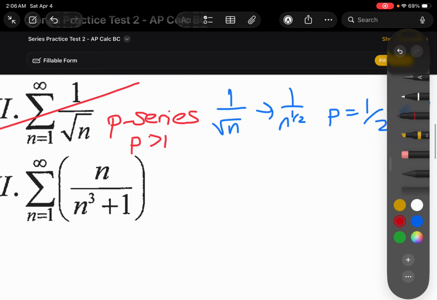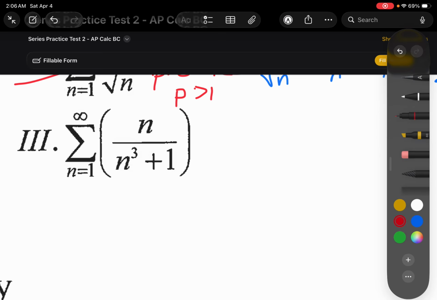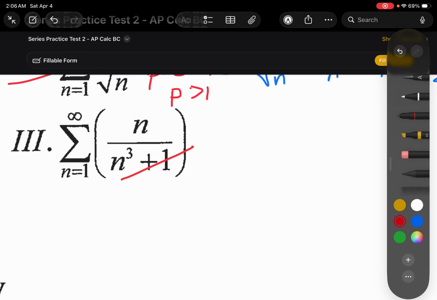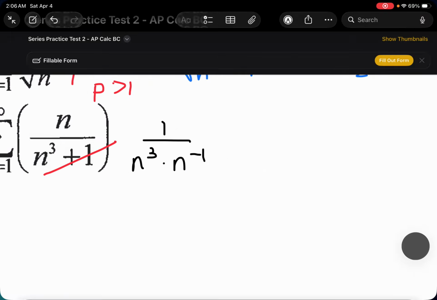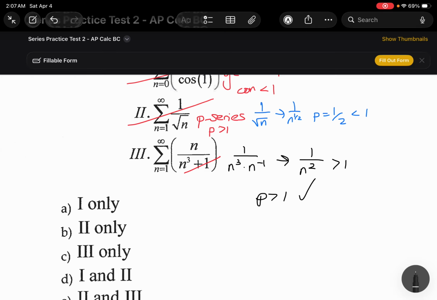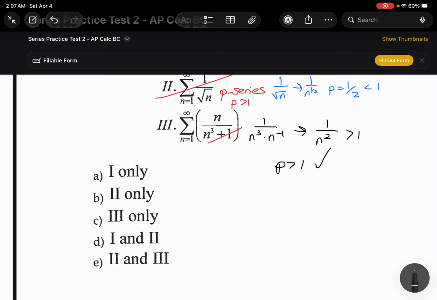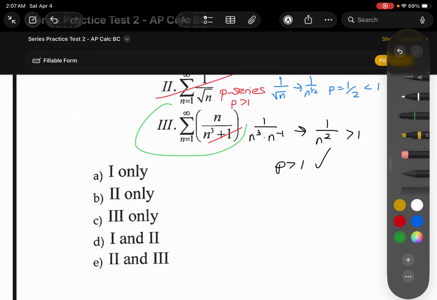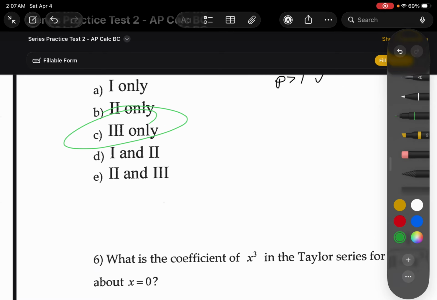So 3. Remember that this is another p series, similar to how we did the problem before this one. We can rewrite this as 1 over n squared times n to the negative 1, and that's going to be 1 over n squared, which has p greater than 1. So that converges. So it's just going to be 3 only, which is C.